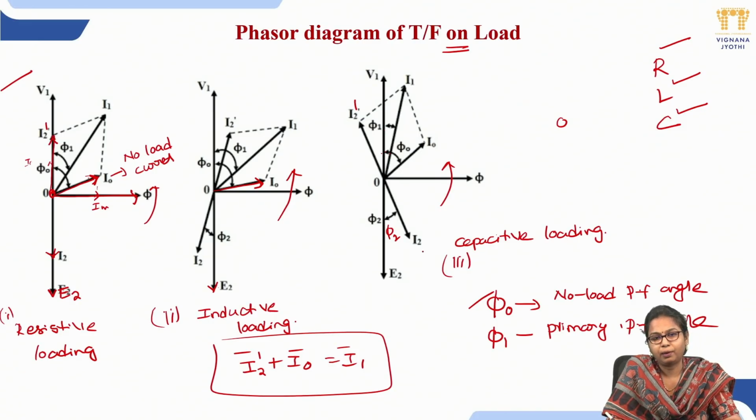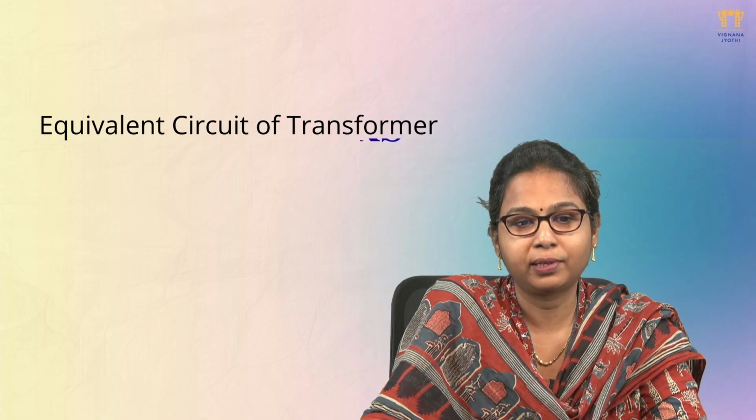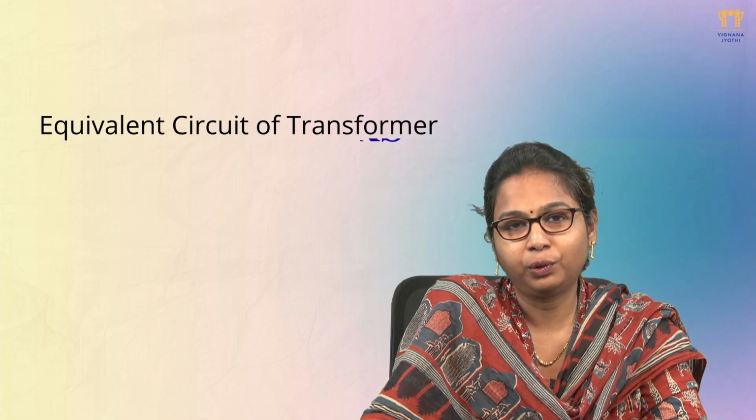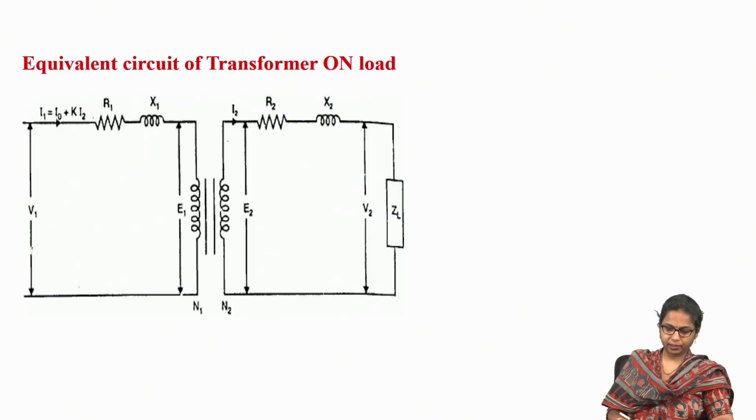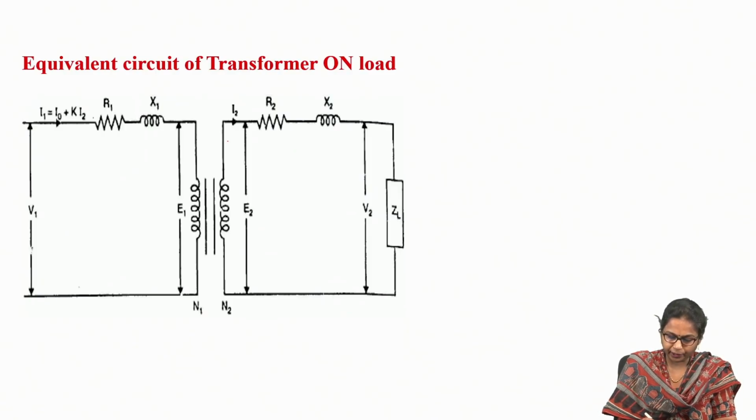So this is how we introduced the load component of the primary current, which is all about I2 dash. And for different loading conditions also, we have drawn the phasor diagrams of a transformer on load condition. So we are going to see the equivalent circuit of a transformer and how to draw the phasor diagrams. So this is how we will be representing the equivalent circuit of a transformer on load condition.